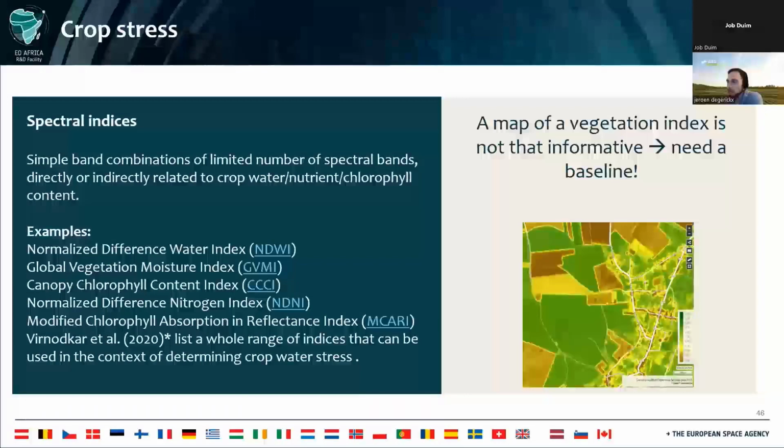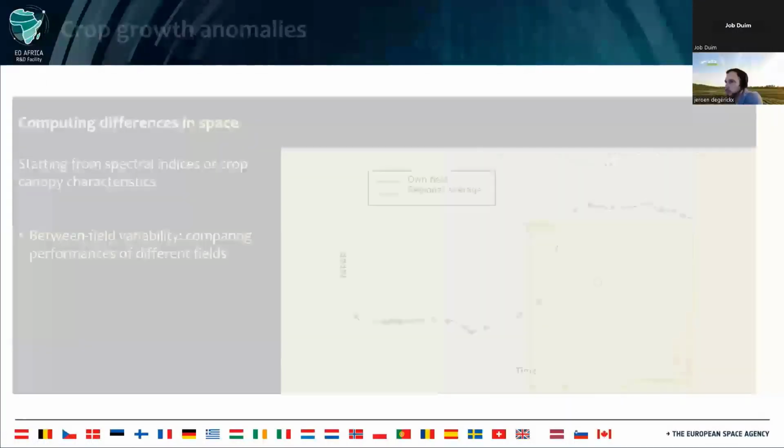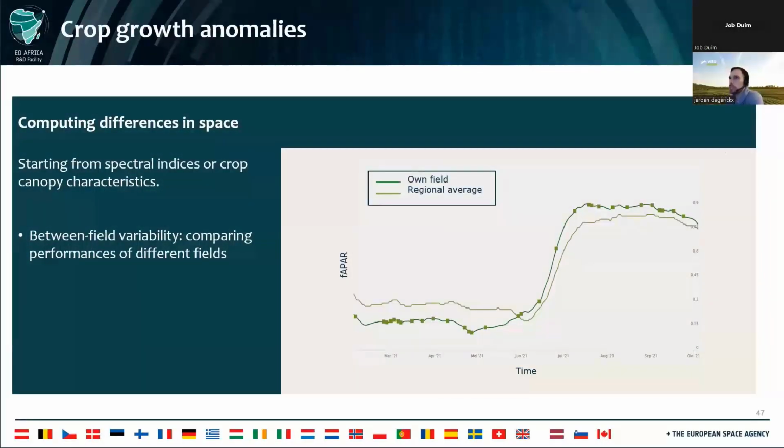The thing about this is, okay, if you produce a map of a spectral index, that isn't necessarily that informative. In order to interpret this spectral index, you need some sort of a baseline, because I don't know here in this field, this value, is that normal or is something really going wrong here? So what we typically do there is the concept of growth anomalies or crop growth anomalies. So you make comparisons, right? Either in space or time.